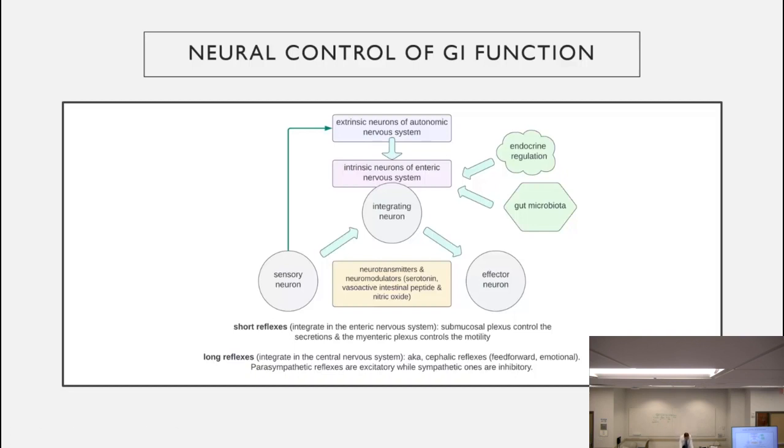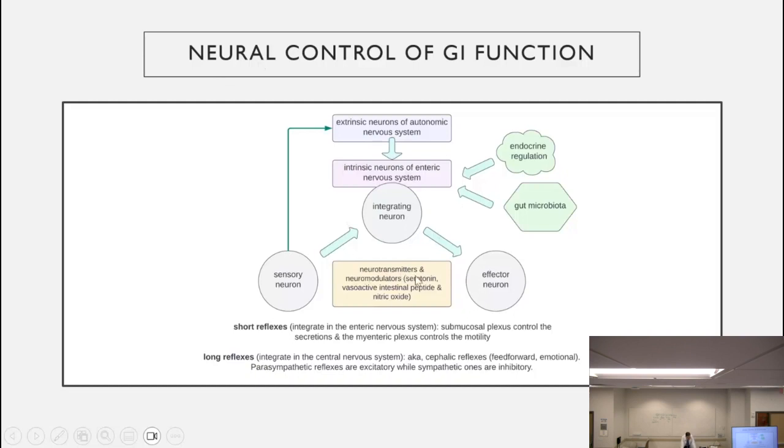For example, if you start here from the left, we have sensory neurons in the intestines and the stomach that are sensing the composition of the food: if there are amino acids, if there is glucose, if there are fatty acids, the different things that are present there. And that sensory neuron is going to send information to integrating neurons that are going to send signals to the effector neuron. All of this is going to be regulated in the enteric nervous system. So that is a local regulation.